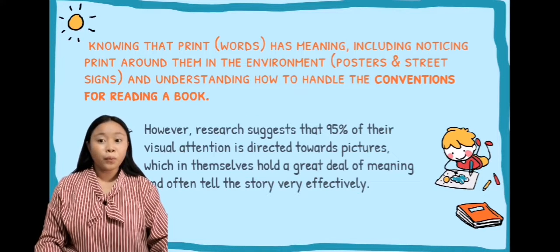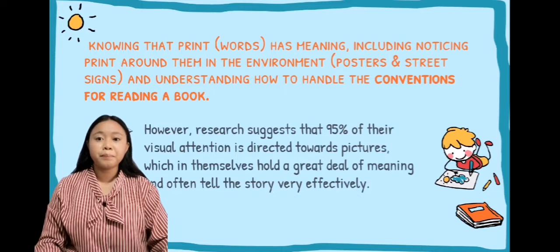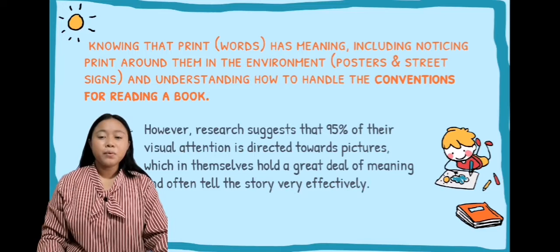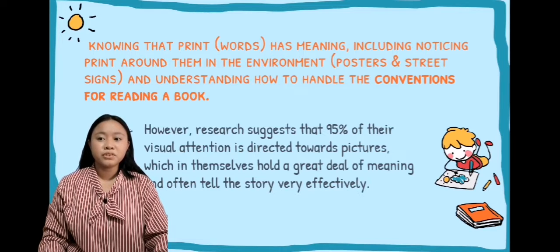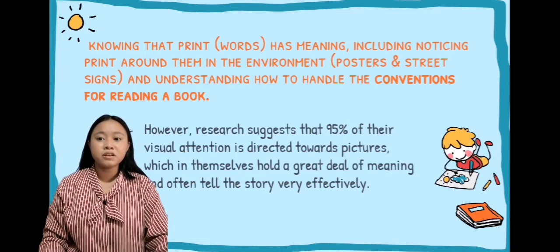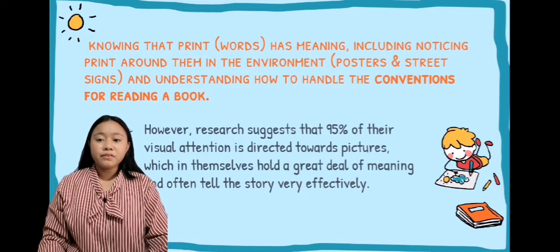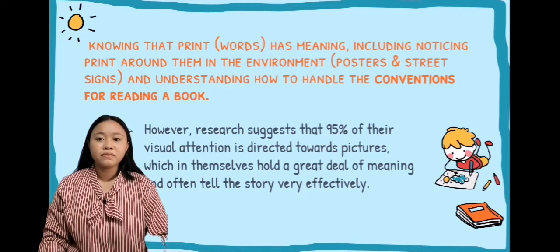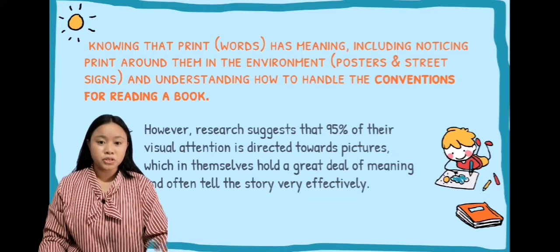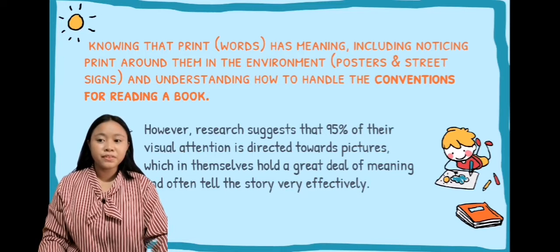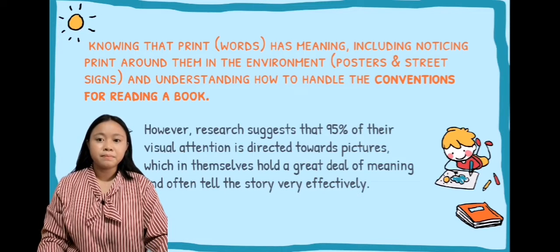Knowing that print or words have meaning, including noticing print around them in the environment, like posters and street signs, and understanding how to handle the conventions for reading a book. We can often assume that all young children are pre-readers, as not always will young children develop print awareness naturally. However, research suggests that 95% of their visual attention is directed towards pictures, which in themselves hold a great deal of meaning and often tell the story very effectively.